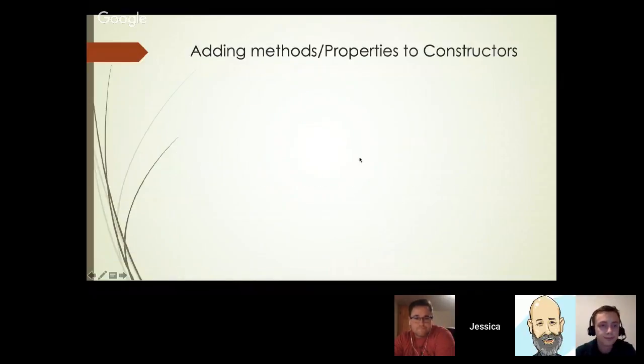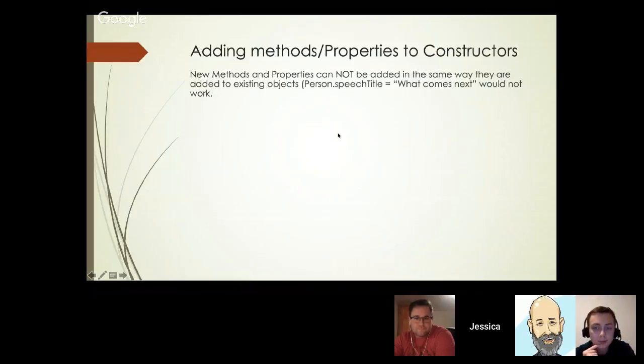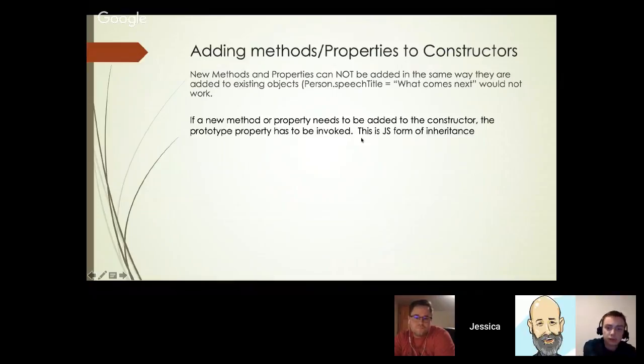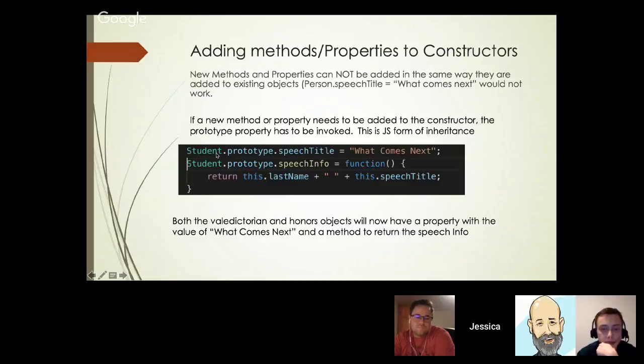Okay. If you want to add methods or properties to the constructors, it's not as simple. They cannot be added in the same way as they're added to objects. If you had a constructor called person, you couldn't say person.speechTitle equals that. You have to add it to the actual constructor. So you use this keyword named prototype, and it's sort of like JavaScript's inheritance. It's a little bit different, but that's pretty much what it is.